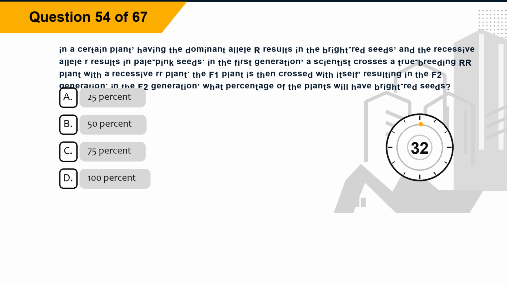Question 54. In a certain plant, having the dominant allele R results in bright red seeds, and the recessive allele r results in pale pink seeds. In the first generation, a scientist crosses a true-breeding RR plant with a recessive rr plant. The F1 plant is then crossed with itself, resulting in the F2 generation. In the F2 generation, what percentage of the plants will have bright red seeds? Option A, 25%. Option B, 50%. Option C, 75%. Option D, 100%.